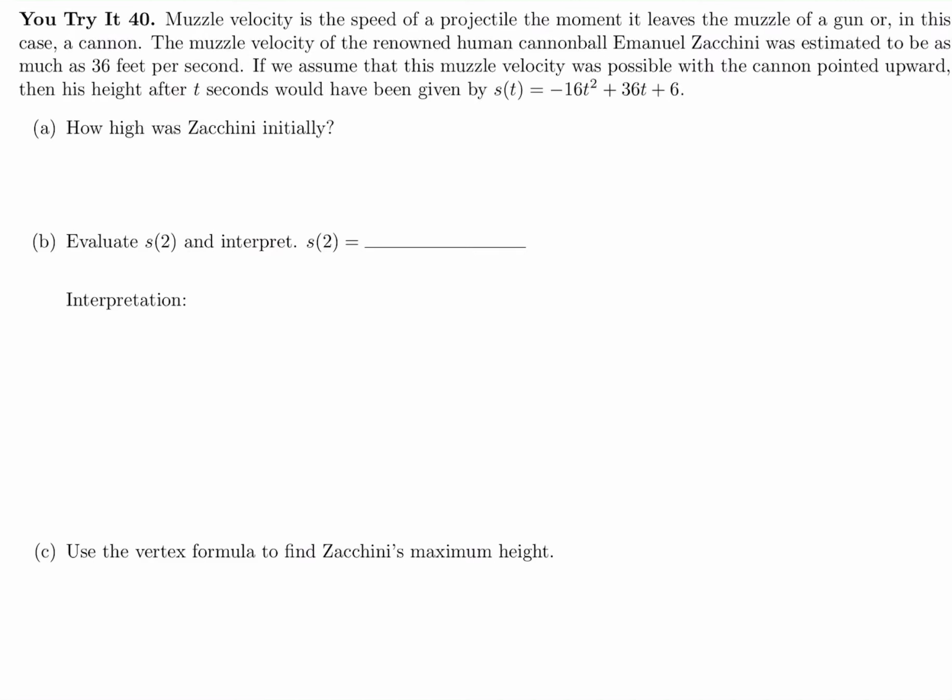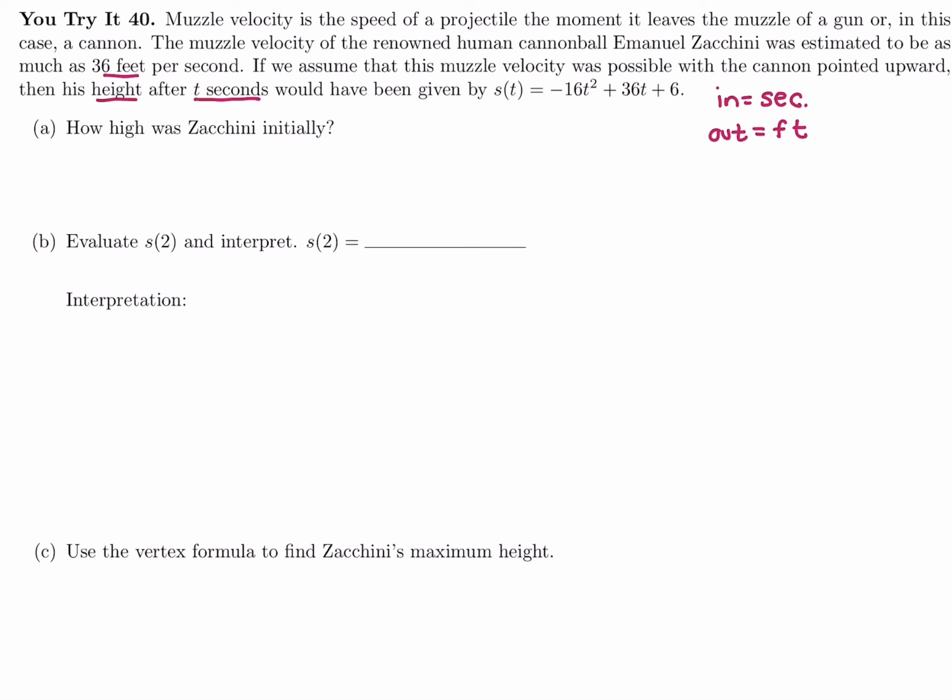Here we have a word problem with a quadratic function. Muzzle velocity is the speed of a projectile as it leaves the muzzle of a gun, or in this case a cannon, and it is given by this position function s of t. We're looking at t seconds after we launch something, what the height is, measured in feet. So we're plugging in seconds, and we're getting out feet.